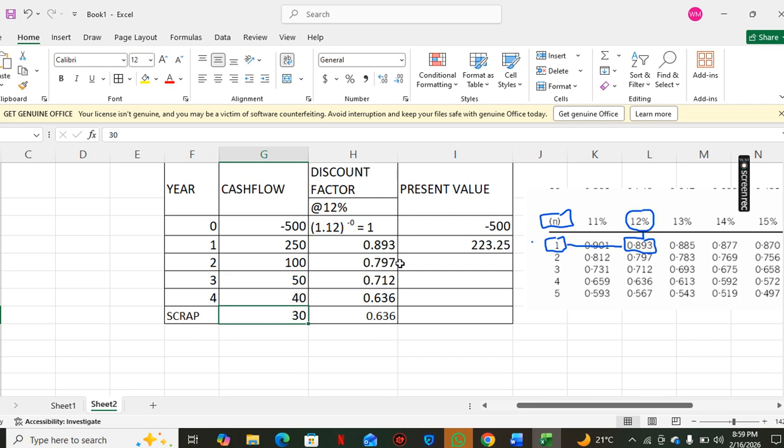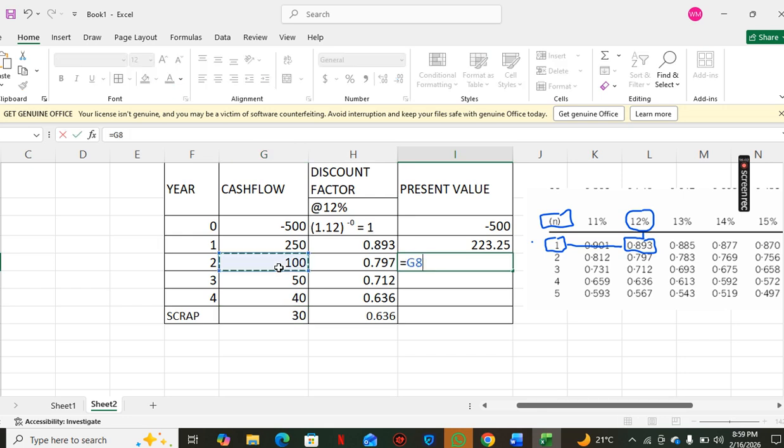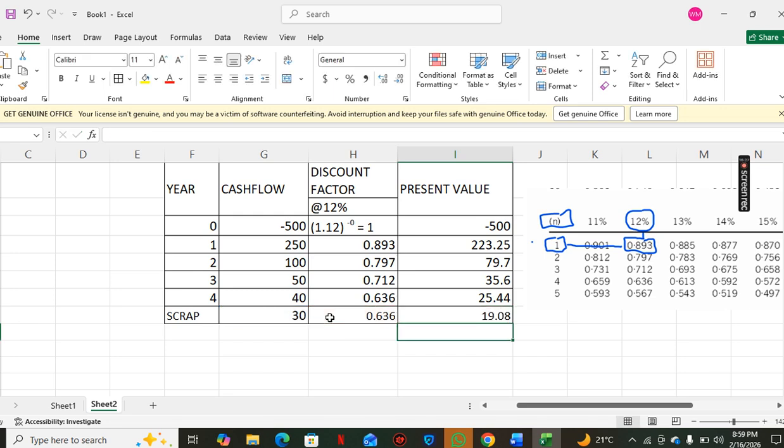Okay, colleagues? So you just multiply cash flow times discount factor, 100 times this, 50 times 0.712. 40 times 0.636. 30 times 0.636. Okay, colleagues, all this money that is coming in the future, these are its values today.